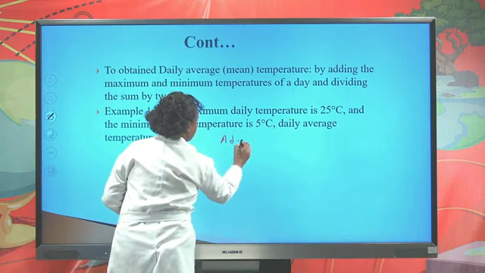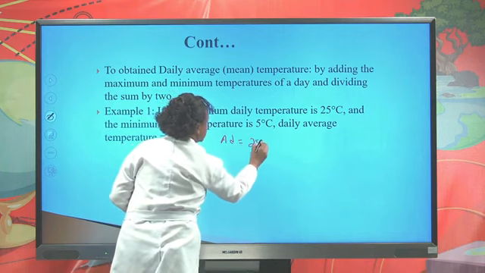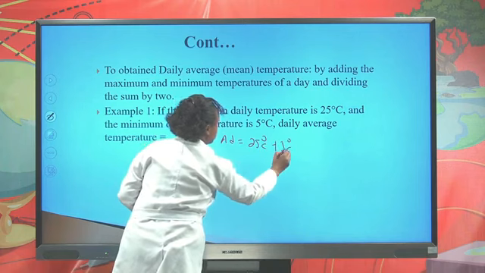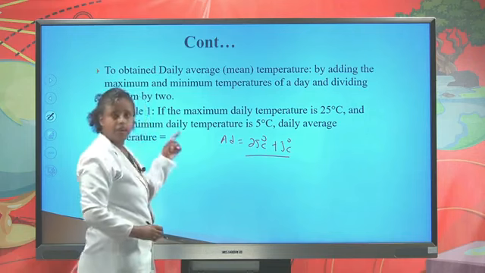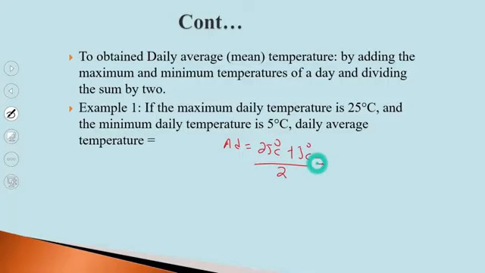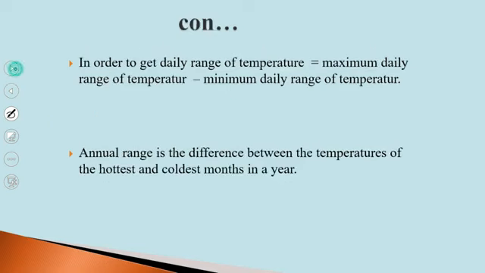In order to get the average temperature of a day, 25 degrees Celsius plus 5 degrees Celsius, then we divide the sum by 2. We get 25 plus 5 is 30, divided by 2 is equal to 15 degrees Celsius, which is the mean or the average temperature of a day.